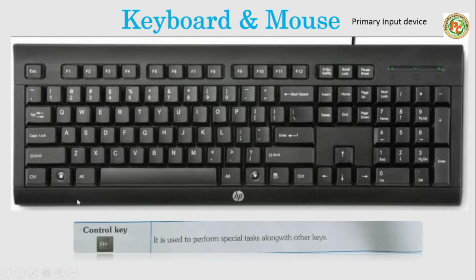Then the control key, again two control keys, left side here and right side. It is also used to perform special tasks along with other keys like Control plus S, Control plus A, Control plus E, Control plus R, Control plus T. So these are combinations of the control key.